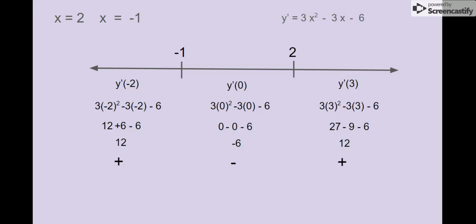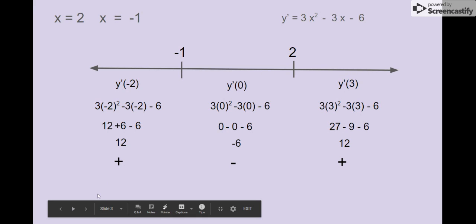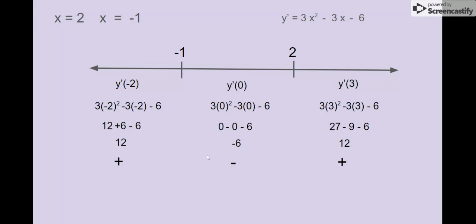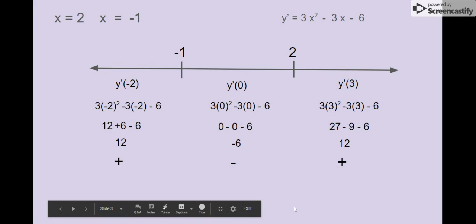If I think about what this graph would look like, it's increasing along here, so the graph would be going up, and then it would hit this -1 point, and then my slope gets negative, so it starts going down, hits 2, and then it starts to increase again. So a rough sketch based on this would look something like that little curve there.